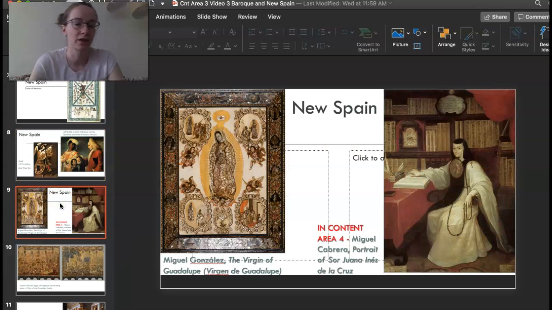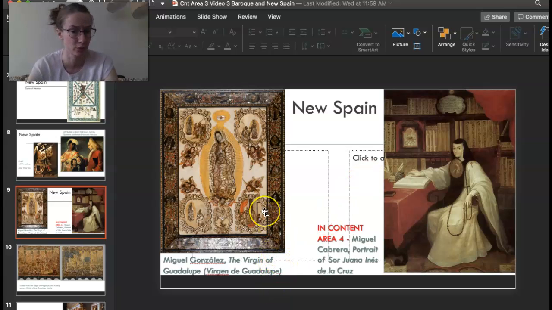All right, two other ones. We're going to look at the Virgin of Guadalupe and then the portrait of Sor Juana Inés de la Cruz. This piece is actually in our next content area. So it's in later Europe and the Americas. I put it in here because it's the only other one that has to do with New Spain in this way, and it's the first one in that content area. So I just thought it would be nice to kind of put them together here.